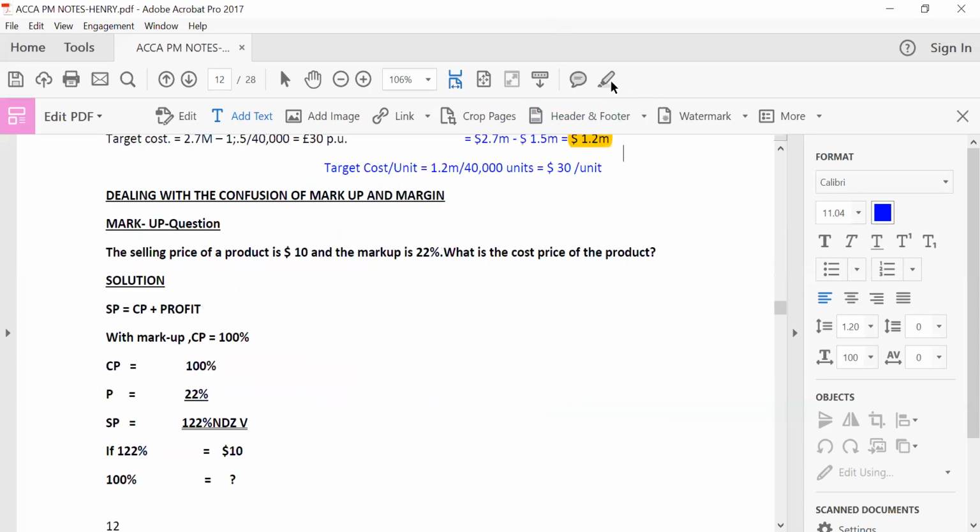Then we come to the most important bit in the case of profit, which the examiner can tease your mind. I indicated earlier that the profit can be in the case of markup or margin. So let me sort out that bit before we proceed: dealing with the confusion of markup and margin. I first start with markup.